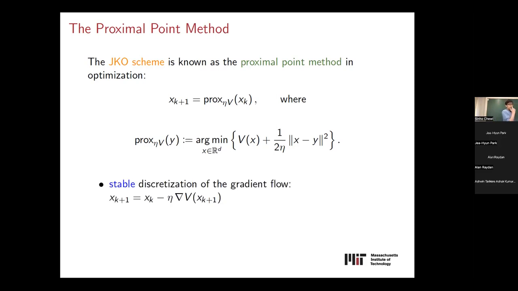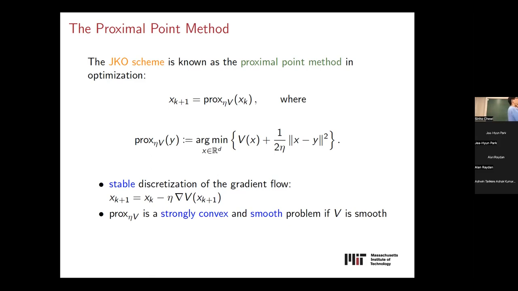So this proximal point method is one discretization of the gradient flow, but it's an implicit discretization because you can show that it reduces down to this iteration, which means we're evaluating the gradient at the next iterate rather than the current iterate. That makes it harder to solve for in practice, but it also means that this discretization is much more stable.